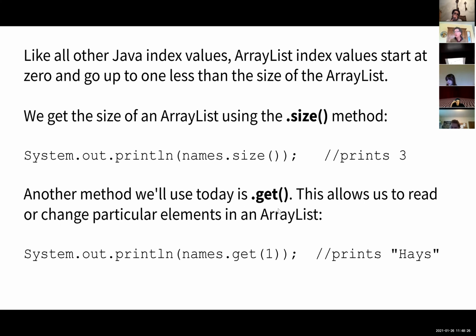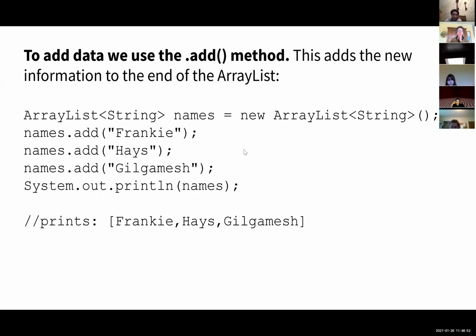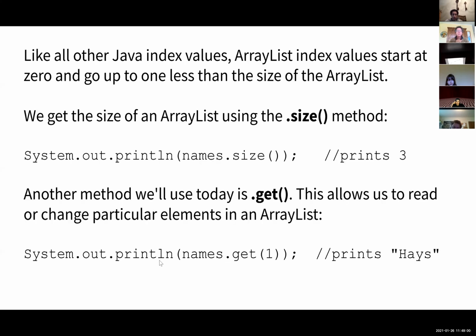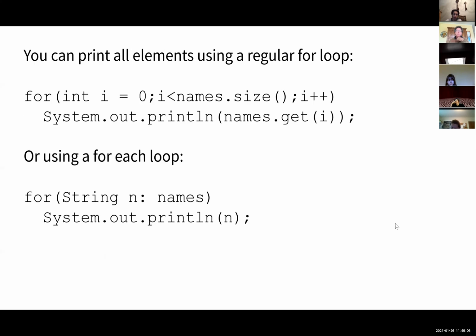Another method we're going to use today is called .get. That's how we get elements out of the array list. With regular arrays, you use square brackets. You say item 0 with the square brackets, or item i. And in array lists, we use the .get call. Everywhere where you would have used the square brackets with an array, we're going to use .get. Well, maybe not everywhere, but many of the places. So with the example here, where index 0 is Frankie, index 1 is Hayes, index 2 is Gilgamesh, if I said print names.get(1), it would print Hayes, the one at index 1.